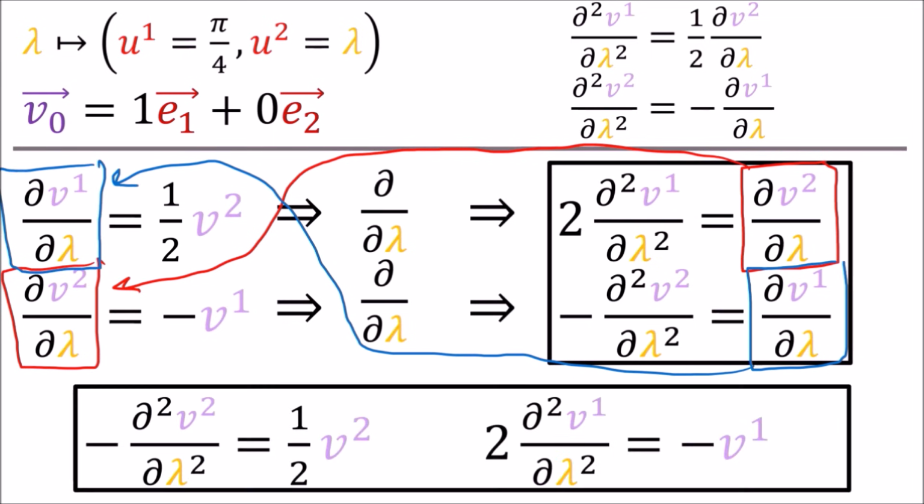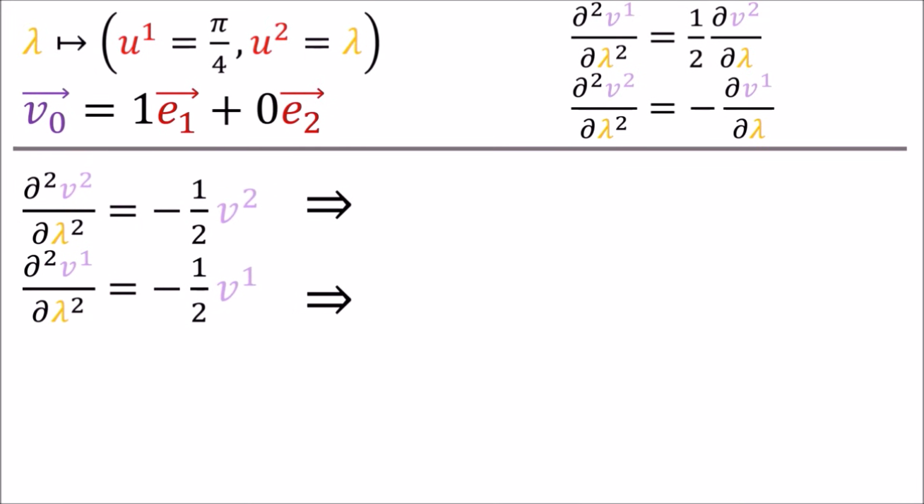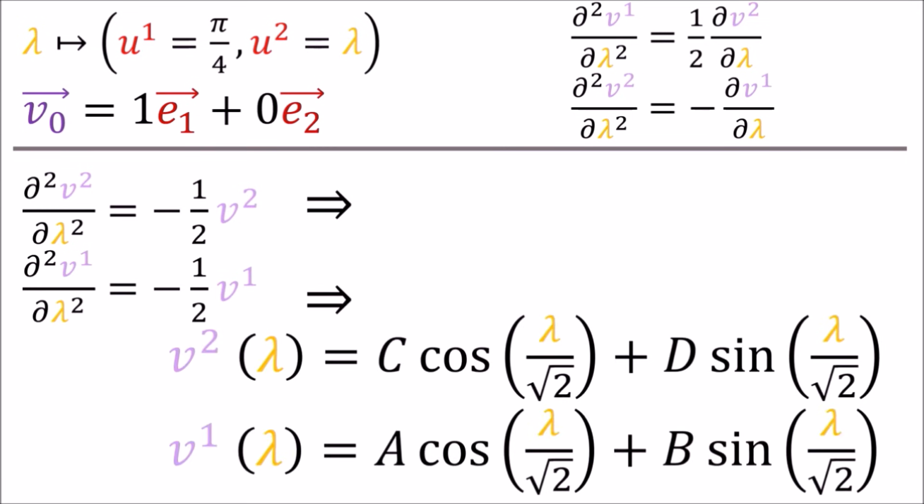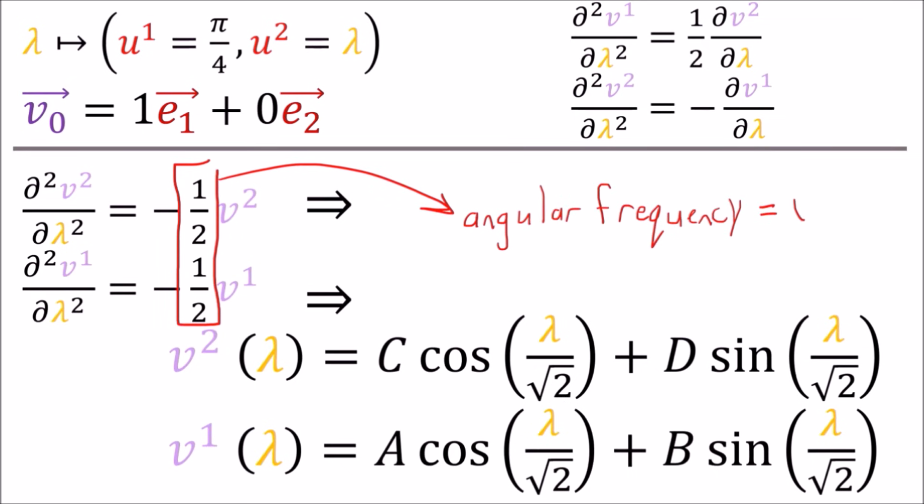And the results we get are these two equations, and these are actually much easier to solve because they are decoupled differential equations. This first equation only contains v2, and this second equation only contains v1. So if you've studied differential equations, you'll know that if we take the second order derivative of a function and set it equal to some multiple of the function itself, the solutions to this differential equation are cosine and sine, where we use the square roots of these constants as the angular frequency.